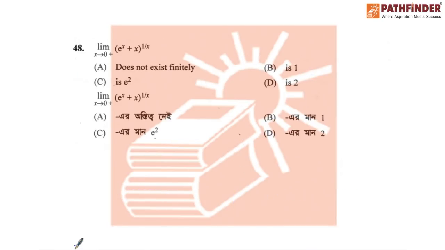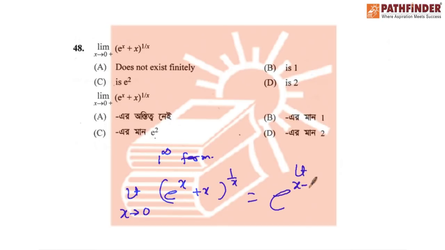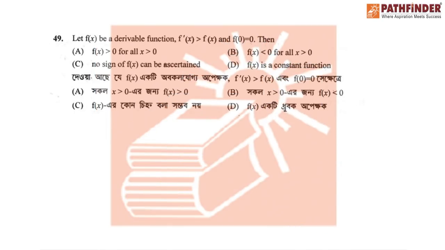48, it is in the form of 1 to the power infinity. So we can write it as the limit x tends to 0 of (e^x + x) to the power 1 by x, which is e to the power limit x tends to 0 of (1/x)(e^x + x - 1), which is e square, option C. Next is question number 49.